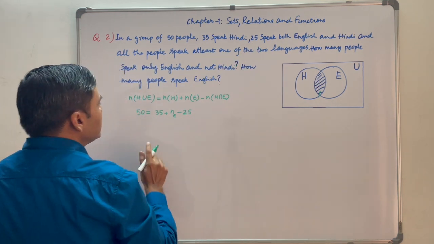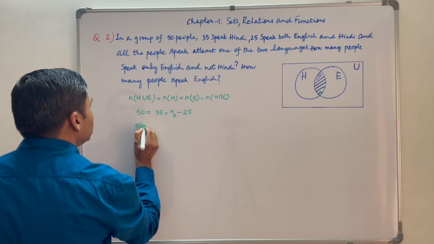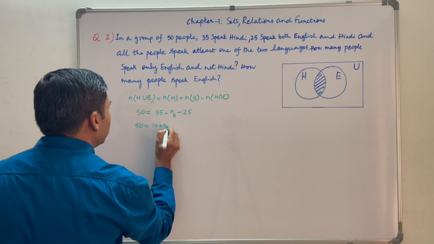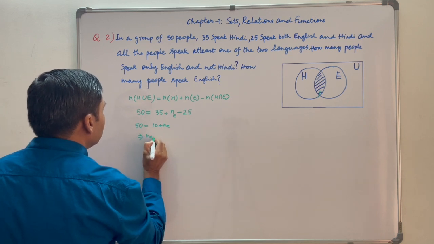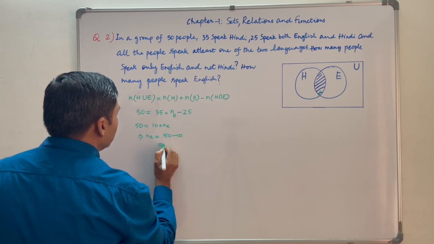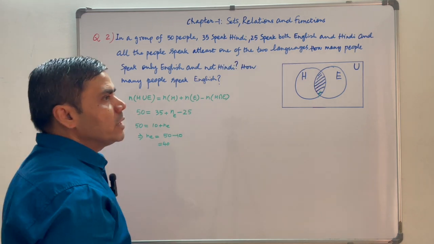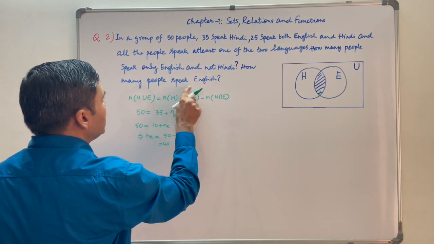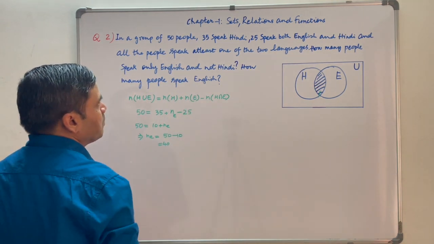So we can solve this simple equation. 50 is equal to 35 minus 25, 10, plus n(E). So n(E) is equal to 50 minus 10, that is equal to 40. So 40 people speak English. Second part, how many people speak English, is answered: 40 people.